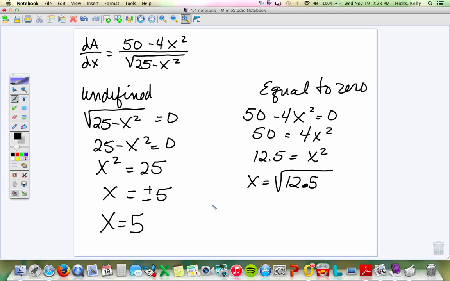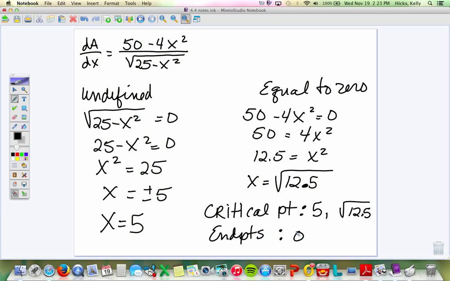Okay, so what do we need to do next? Well, right now we've got some critical points to test. We've got 5. We've got the square root of 12.5. And then we have our endpoints as well, and our endpoints were 0 and 5. So those are the places we need to test. I'm going to go to the next page. When we test those, we plug them back into the original equation and we see where the max or the min is. So let's plug in 0 first.